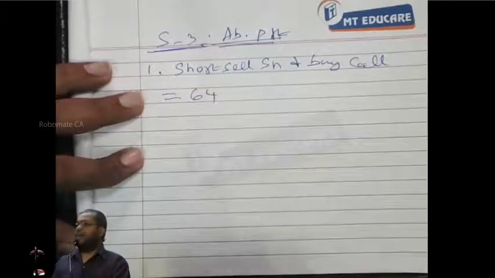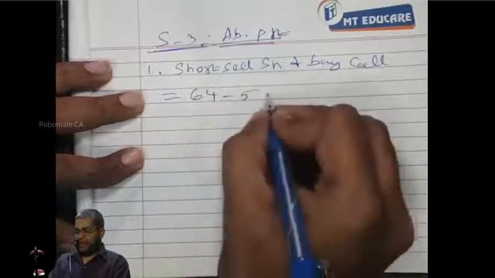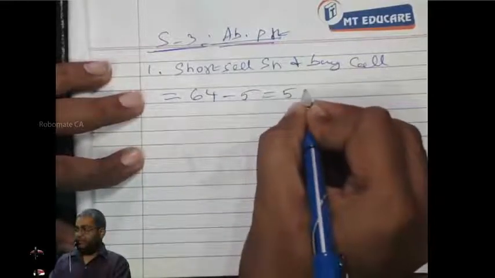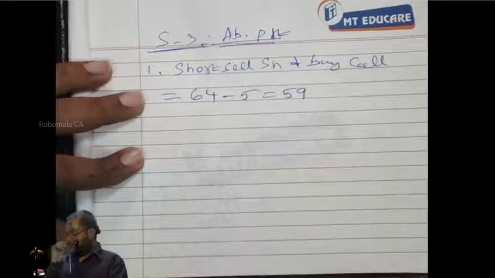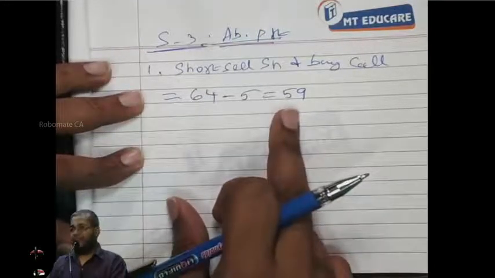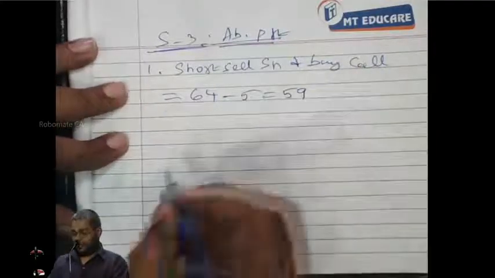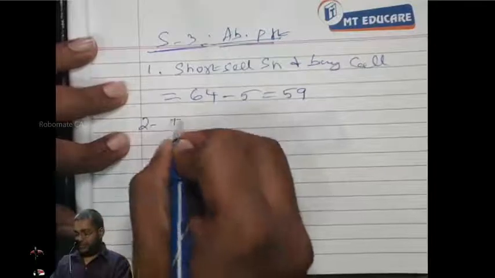64. And I buy the call by paying a premium. How much do I pay? 5. So today, I am having in my hand 59 as an inflow. What do I do with the 59? Deposit. Point number 2 is what? Invest.